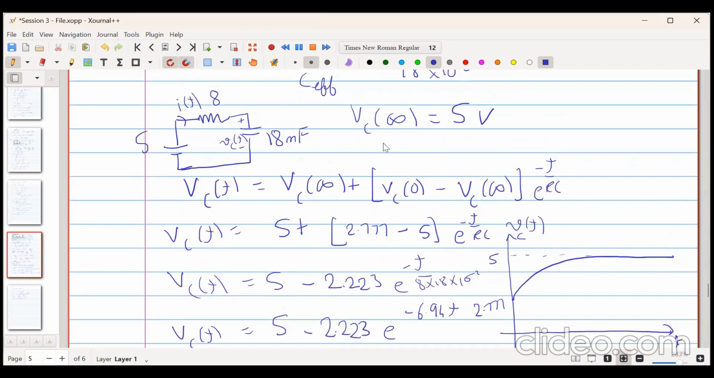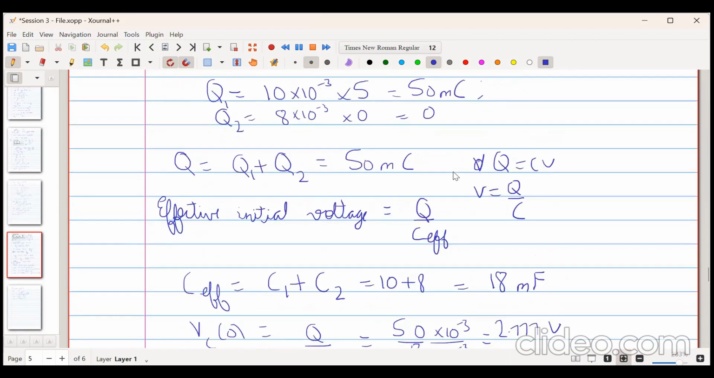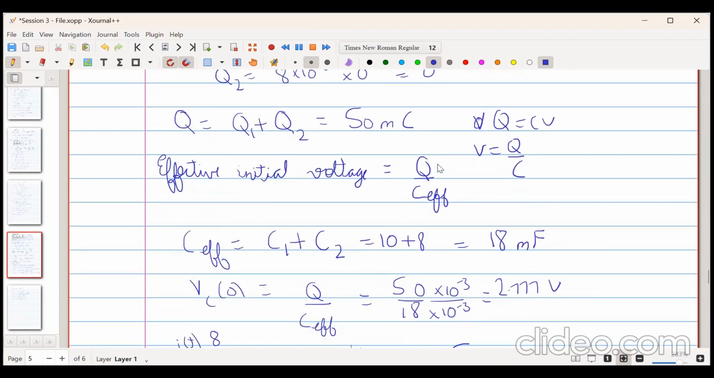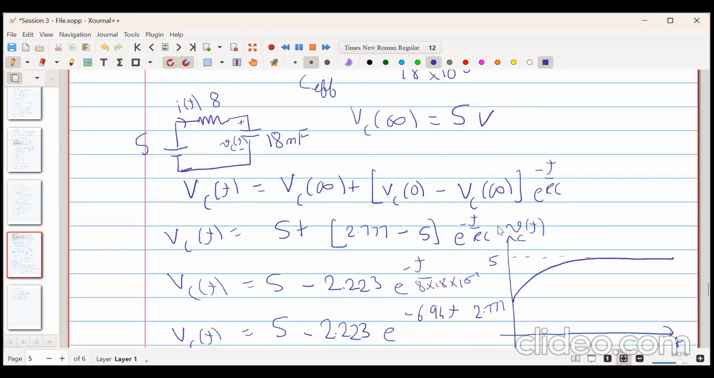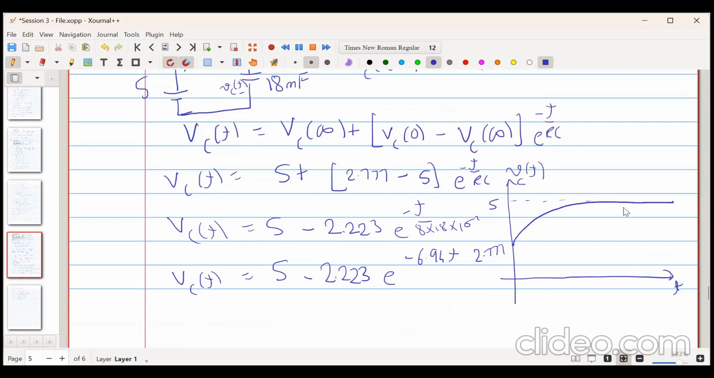As we have told, initially the voltage Vc of 0 will be equal to 2.77 volt, and the final value is 5 volt. So this is how the graph will look for the voltage across the capacitor. The capacitor voltage will start charged to something, and then as time varies, it will reach this final value.